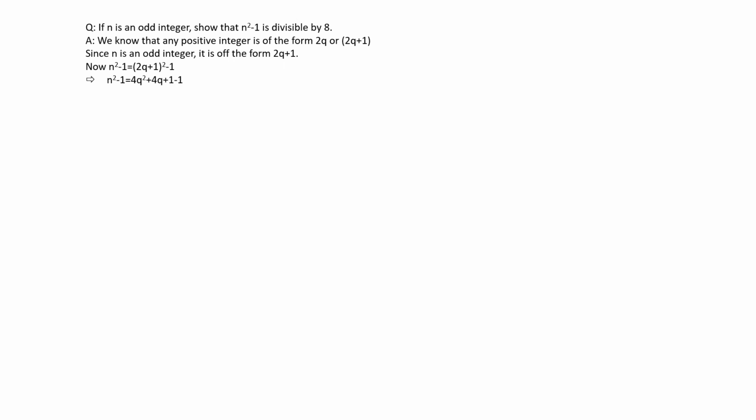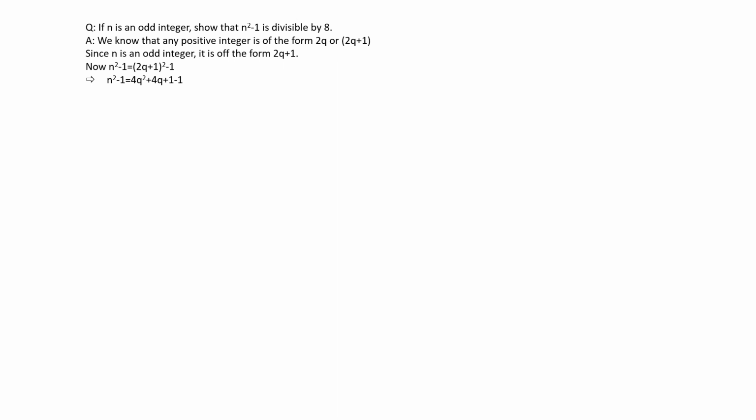If n is an odd integer, show that n square minus 1 is divisible by 8. We know that any positive integer is of the form 2q or 2q plus 1. Since n is an odd integer, it is of the form 2q plus 1. Now n square minus 1 equals (2q plus 1) whole square minus 1, or on expansion we get 4q square plus 4q plus 1 minus 1.